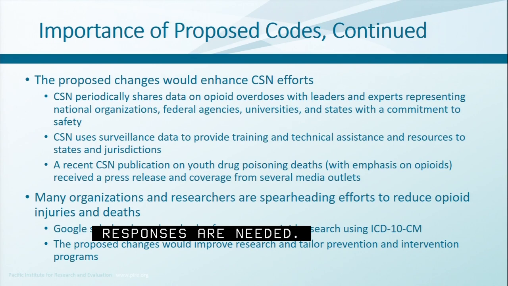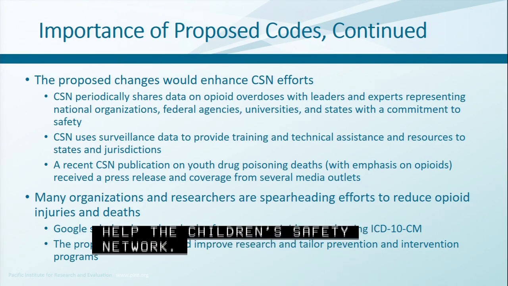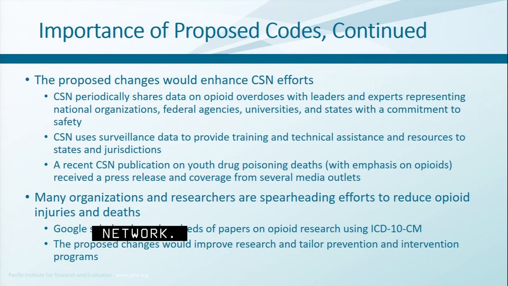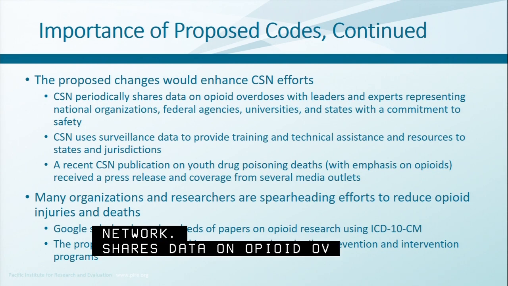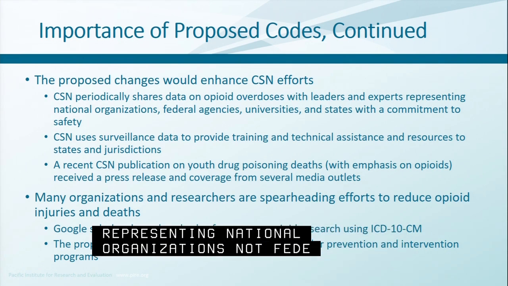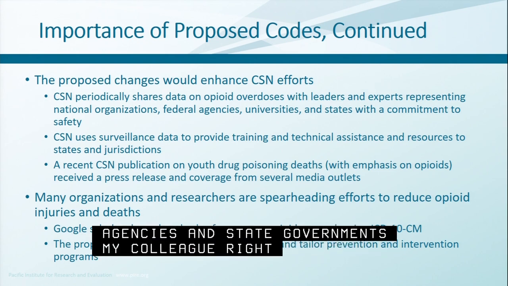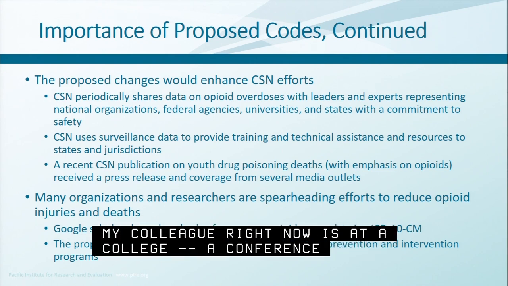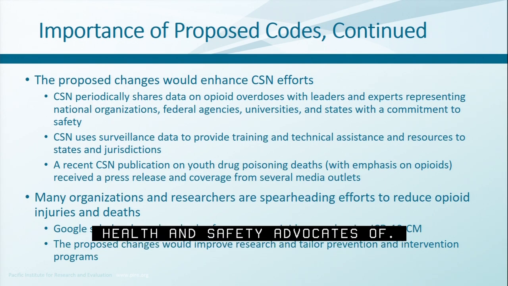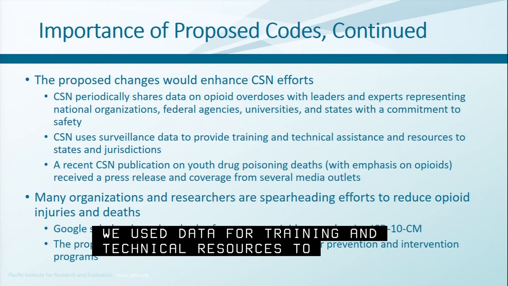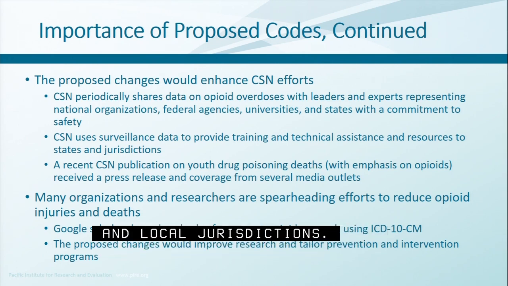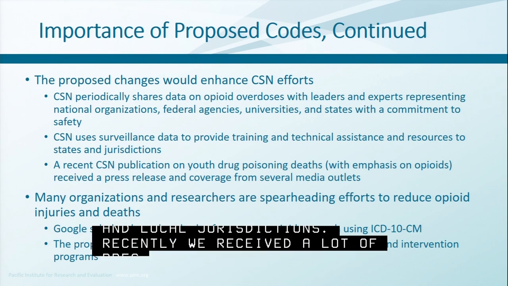These proposed changes would help the Children's Safety Network in its efforts. CSN shares data on opioid overdoses with leaders and experts representing national organizations, federal agencies, and state governments. My colleague Bina right now is at a conference presenting to state health and safety advocates. CSN also uses surveillance data to provide training and technical assistance resources to states and local jurisdictions. Recently, a CSN publication on youth drug poisoning received a lot of press coverage from various media outlets.